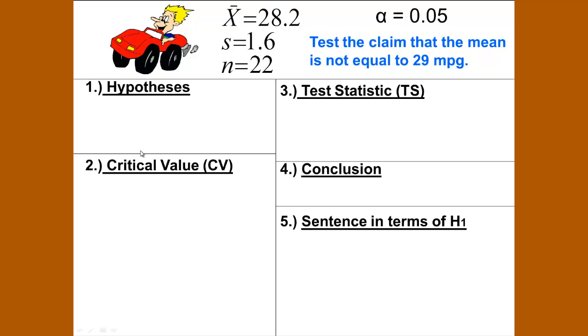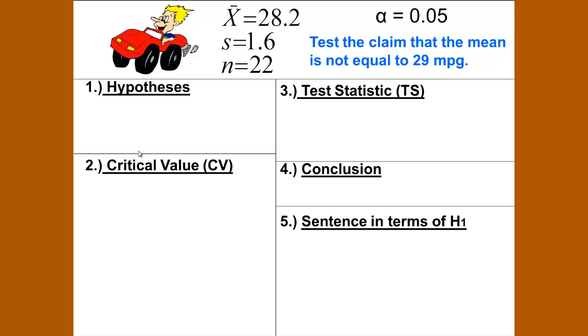And I'm going to write down the structure for solving and doing a testing of the claim. I have my 5 boxes as defined and separated out. And the first of those boxes is to find my hypotheses, the null and alternate hypothesis.